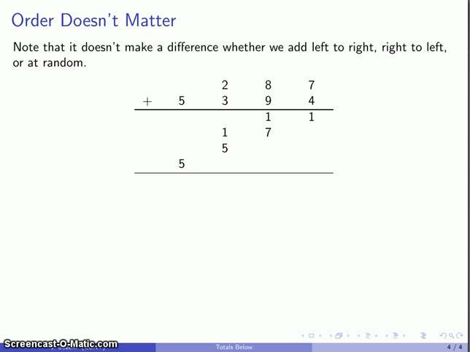So adding within each column is going to give me my final answer. So here maybe I'll go from left to right this time, so that's 5. 5 and 1 is 6. 1 and 7 is 8, and the 1 is just going to be 1, and my total is 5,681.